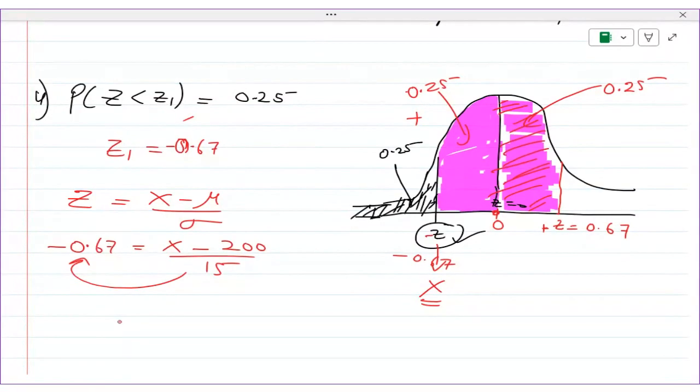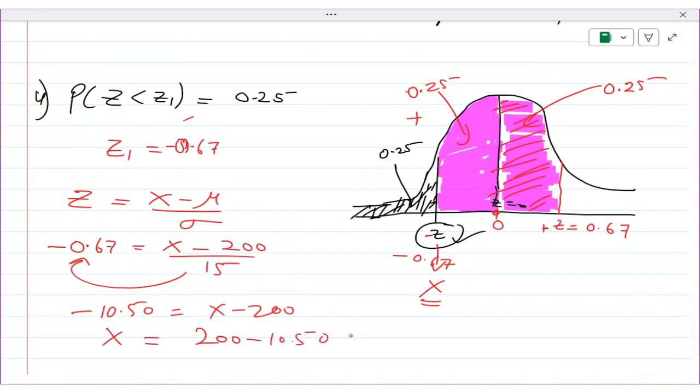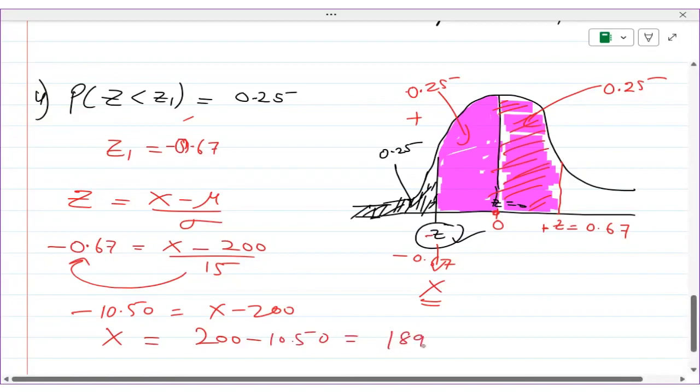0.67. We got 10.5, so in the negative. So minus 10.5 is equal to X minus 200. So send the 200 on this side, and we'll get X is equal to 200 minus 10.50, which means you will get 189.5 ml.